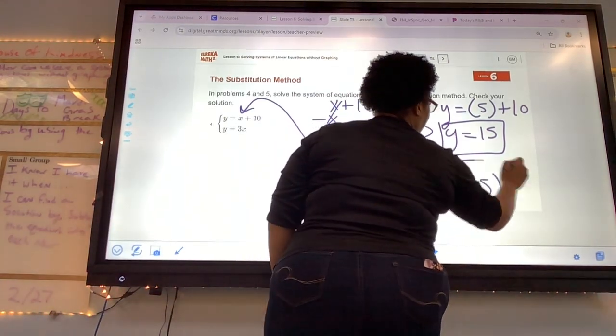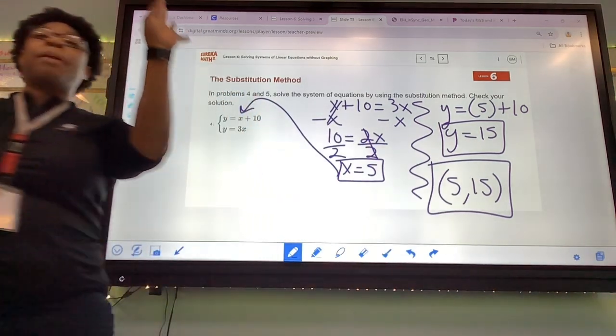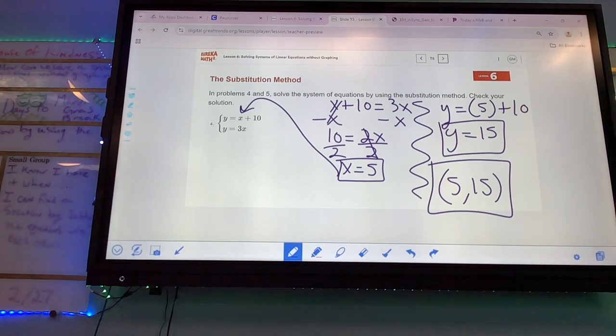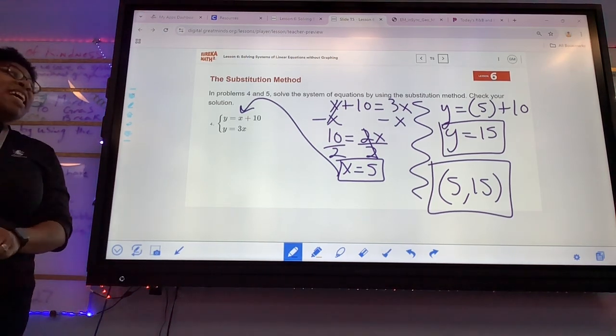And now this is my last box. Y'all should have 3 boxes on your paper every time we do substitution. You should have a box for x, a box for y, and a box for the final answer. Confusing. It's too many steps. No, it's not. It's easy.